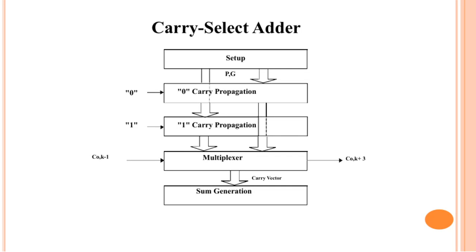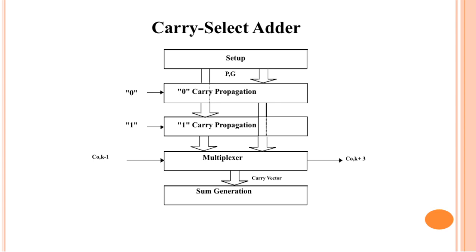Now let's take a closer look at the carry select adder, which is designed to speed up the addition process by handling carry propagation more efficiently. The key idea here is to prepare for both possible carry inputs, 0 and 1, simultaneously. The setup involves generating two sets of sums and carry outputs, one assuming the incoming carry is 0, and the other assuming it is 1. This way, we don't have to wait for the actual carry to propagate through all bits sequentially.